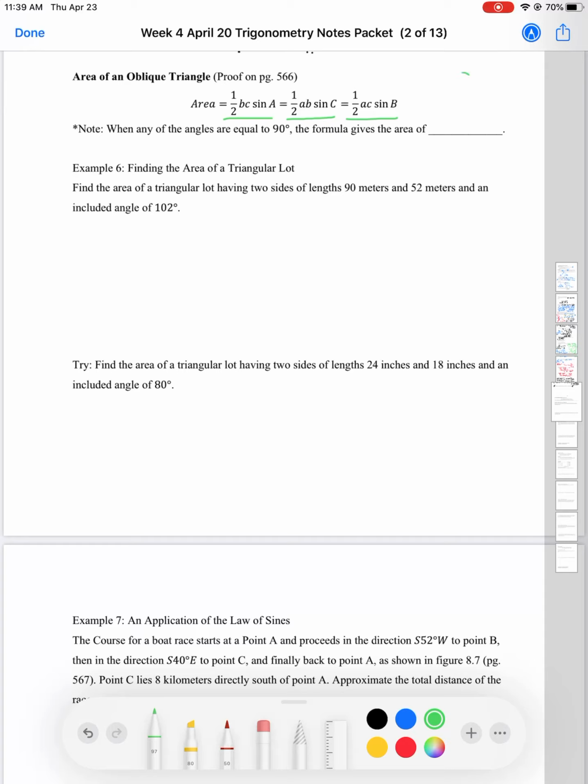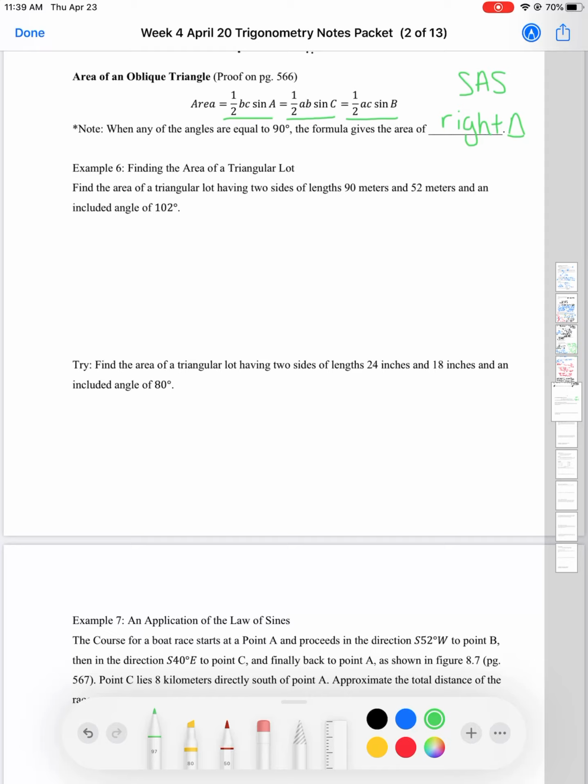Basically, you need two sides and the included angle. So if you have SAS, you can find the area of a triangle. This little note: when any of the angles are equal to 90 degrees, the formula gives the area of a right triangle. Obviously, because if the angle is equal to 90 degrees, then it is a right triangle.